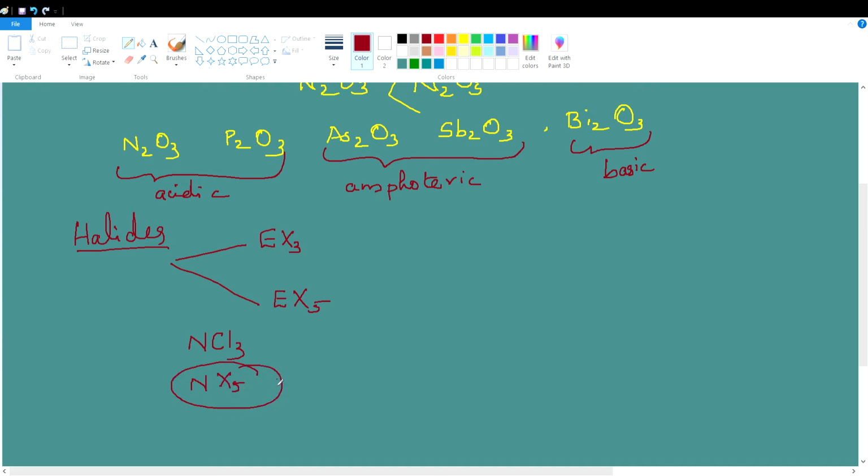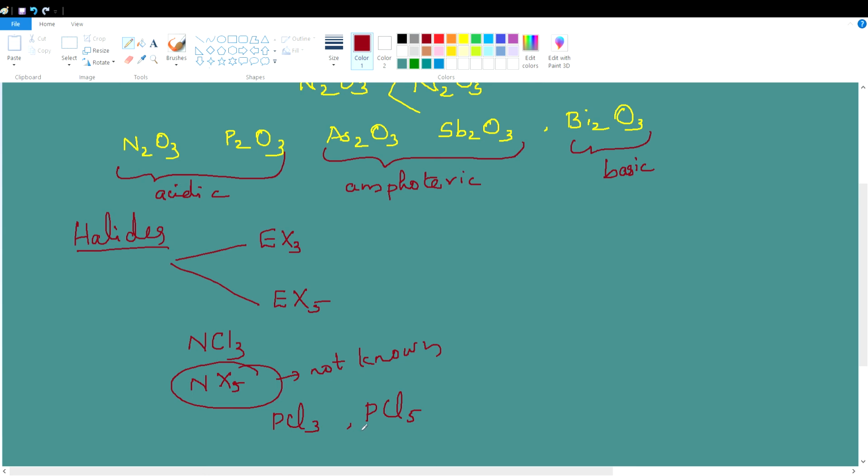Pentahalide is not known for nitrogen. Why? Because we know nitrogen's maximum covalency is 4. Here for nitrogen to form 5 bonds with 5 halogen atoms is not possible. So nitrogen does not form pentahalides. All the other group 15 elements form pentahalides. For example, phosphorus can form PCl3, trihalide, and pentahalide, PCl5.